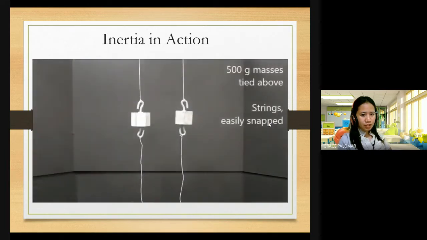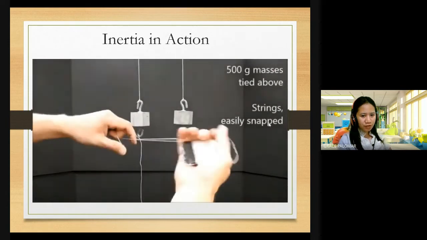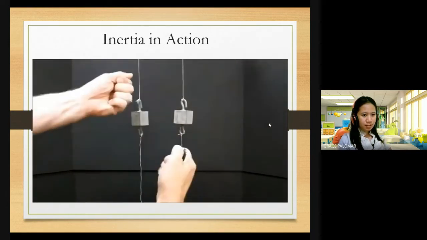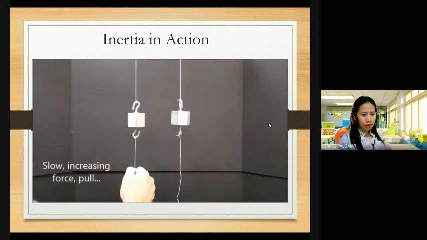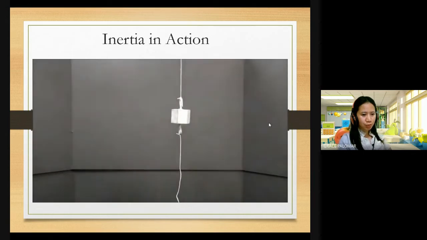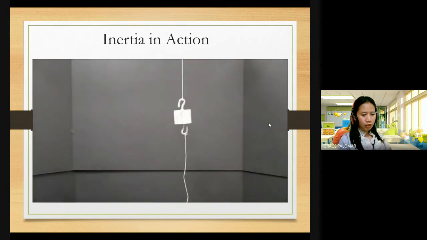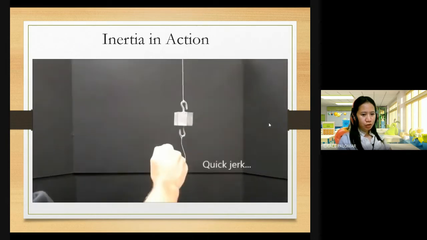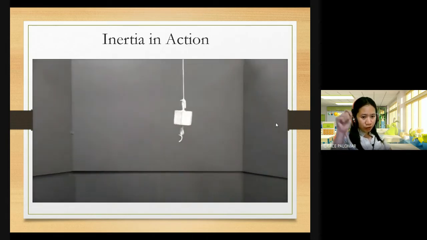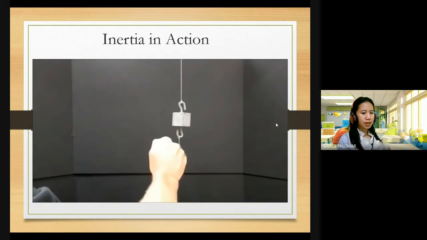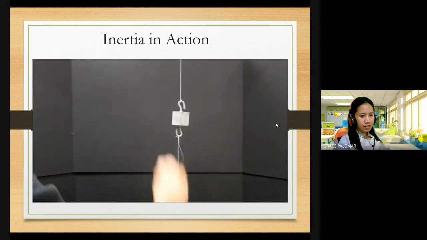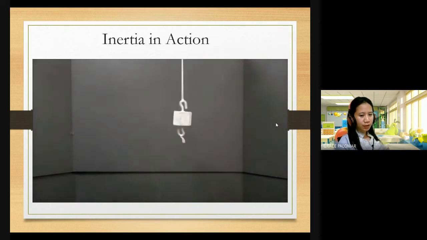Then another one is the 500-gram mass tied above, with strings that easily snap. With a slowly increasing force, you try to pull. Of course it is able to move because you apply an unbalanced force. But if you quickly jerk or snap it, the mass will still be continually at rest and still be attached. So you will know the difference.